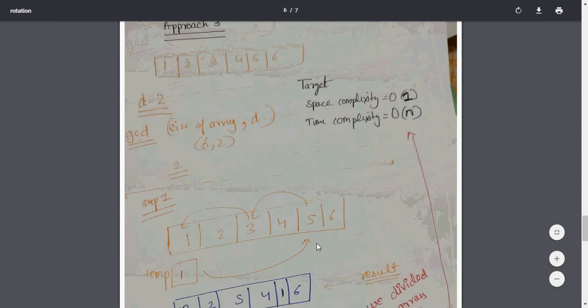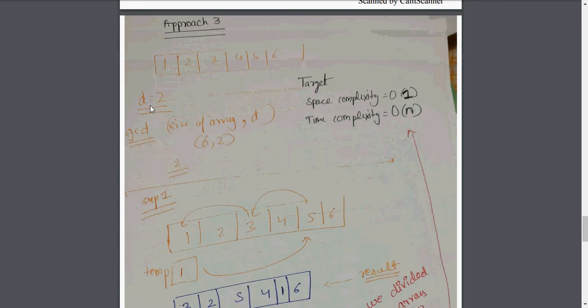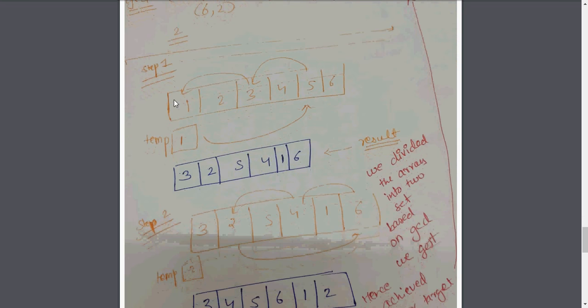The next approach is approach number 3, and that is the optimal approach, where we took the GCD of the size of the array and the number of elements that we want to rotate. So we got space complexity of order of 1 and time complexity of order of n. How we did it was we broke down the array into different sets.